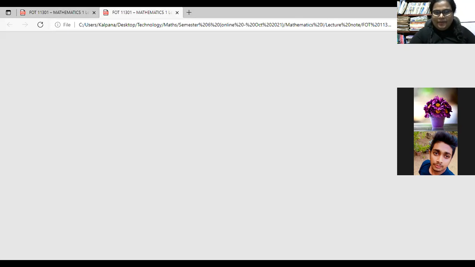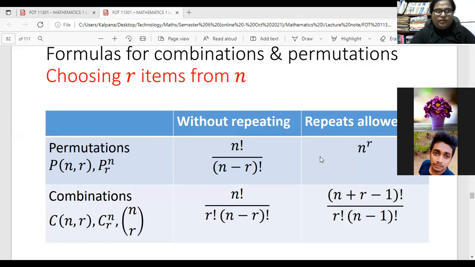And wait, let me share again. Right, this one. So this is a short note where the madam described all the formulas for permutation and combination, with repetitions and without repetitions. So here you know that we call this permutation formula as nPr and combination formula as nCr as well, right?